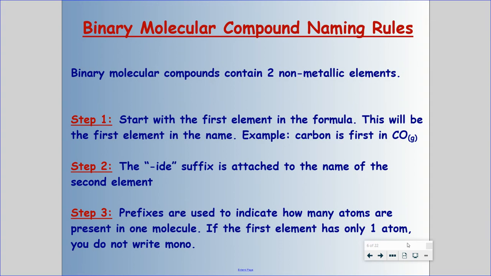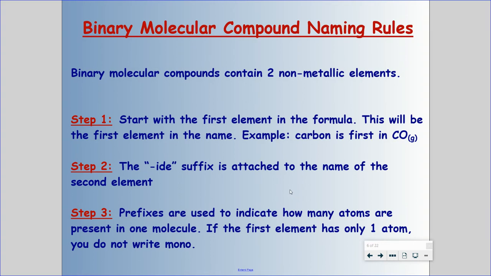So in order to start off with naming, we're just going to name something. If someone gave you the compound CO right here, we're going to name this. We start with the first element in the formula, and we use the first element's name, such as carbon. In this case, CO, the first element is carbon, so we just use its name and write it down. The second element, depending on what is here, will have its name plus the IDE suffix, or ending, attached to the name of the second element. So in this case, instead of oxygen, it would be called oxide.